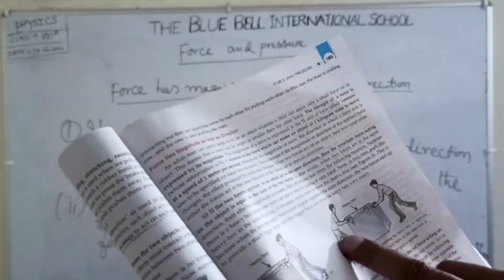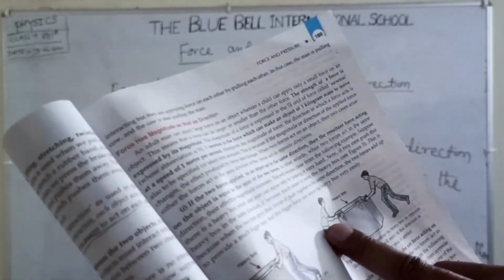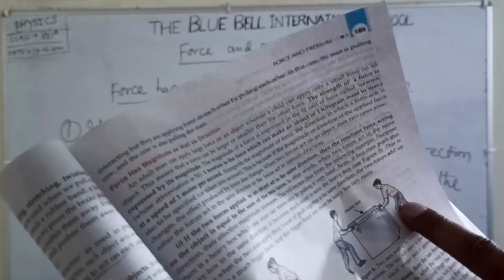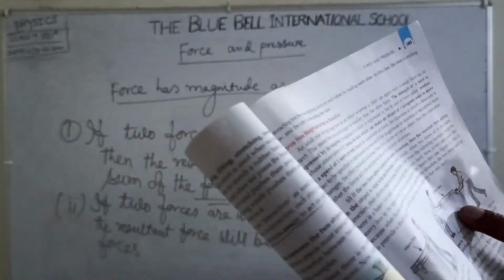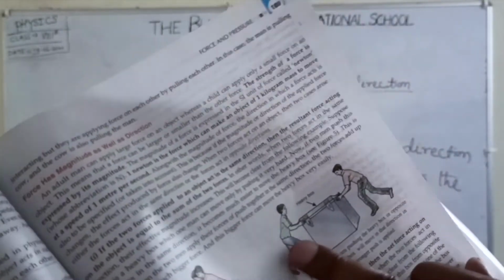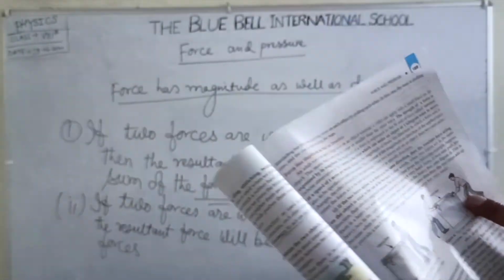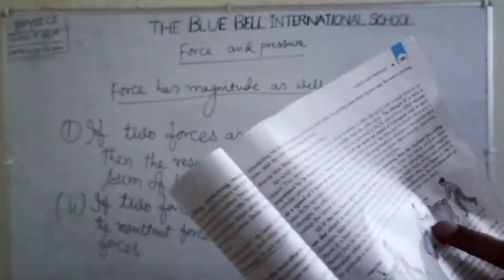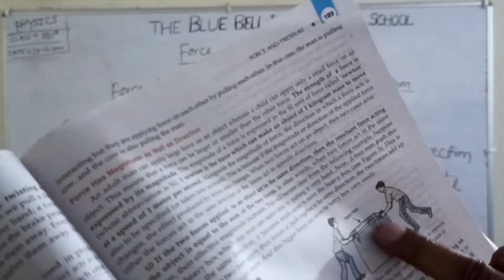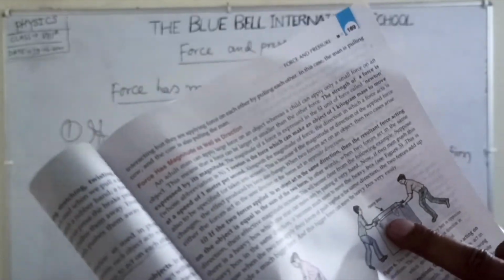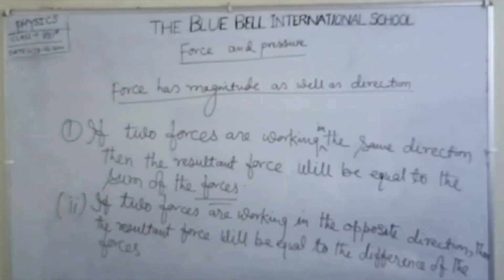Suppose that the value of the first force is 10 Newton and the value of the second force is 5 Newton. Then the resultant force working on this body will be 10 minus 5, that is equal to 5 Newton. And the movement of the body will be towards the lesser force.